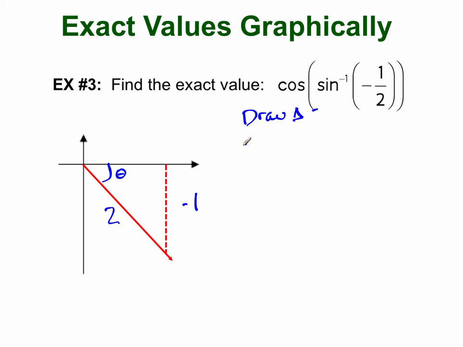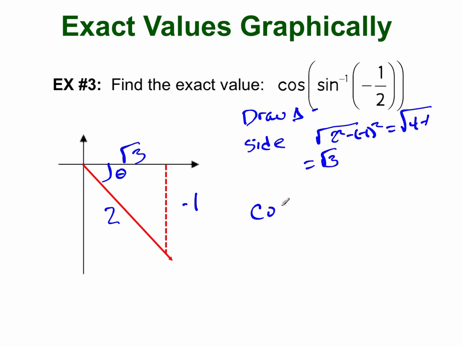Next, I need to find my last side. So what is my last side? Well, this is going to be the square root of 2 squared minus negative 1 squared. So it's the square root of 4 minus 1, which is the square root of 3. Now, what I really want is to find the cosine of theta. The cosine of theta is the adjacent over the hypotenuse. Here's my angle. So adjacent is square root of 3, and the hypotenuse is 2.